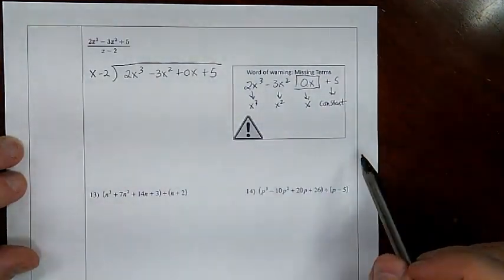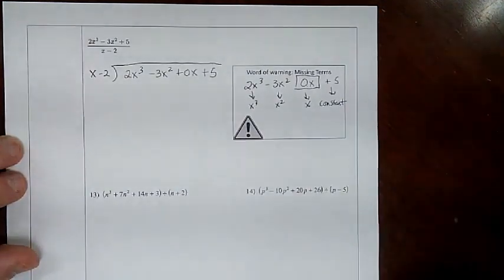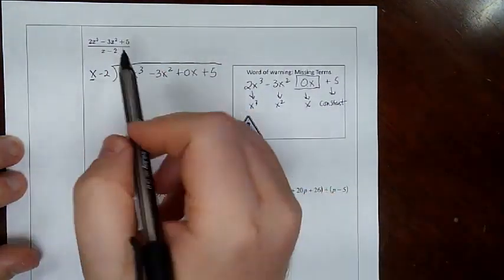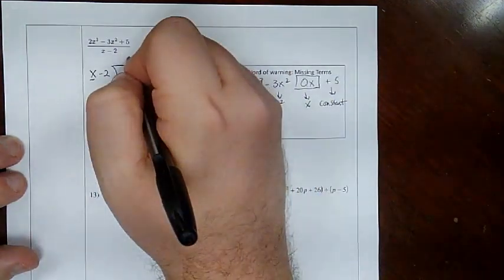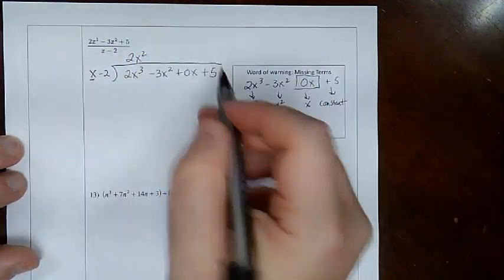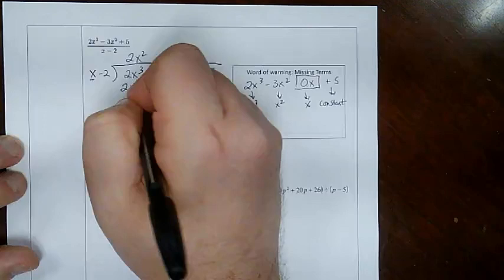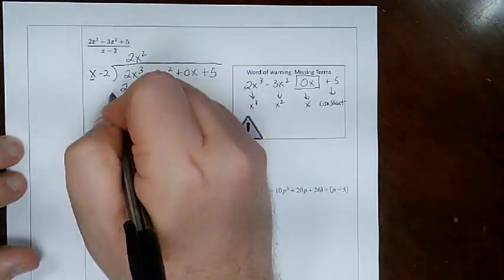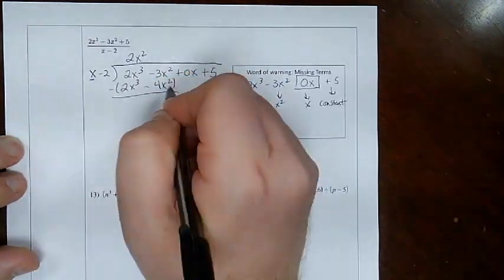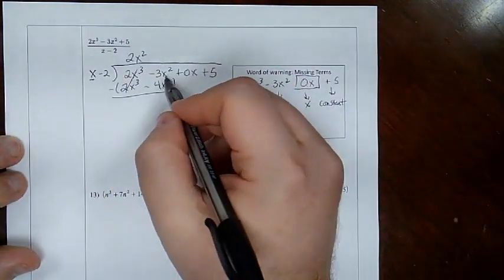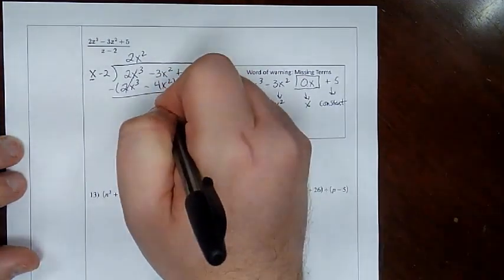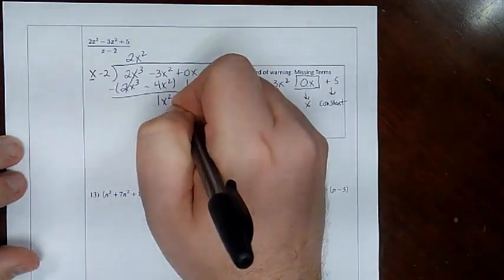Now I'm going to go through with the division the same way that I normally do. I'm going to be looking at my first term. What times x gives me 2x cubed? It's going to be 2x squared. This gives me 2x cubed minus 4x squared. Remember that I'm doing subtraction. Negative 3x squared minus negative 4x squared is 1x squared. And I bring down this plus 0x.